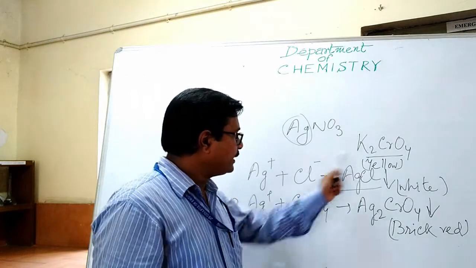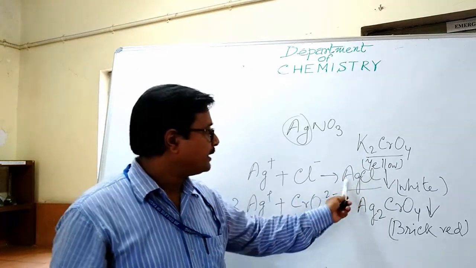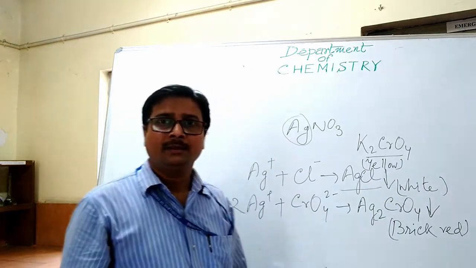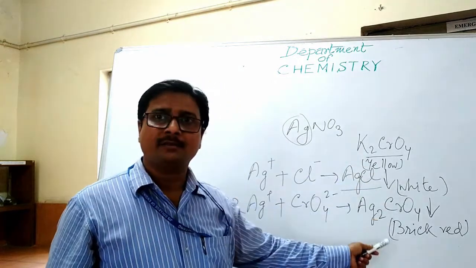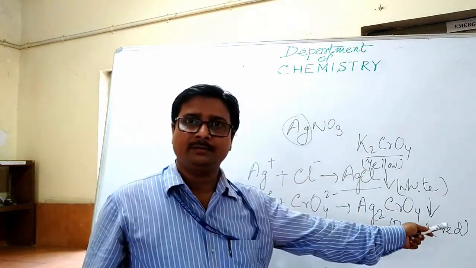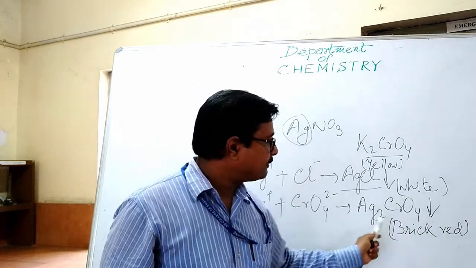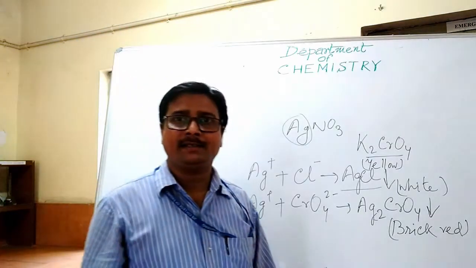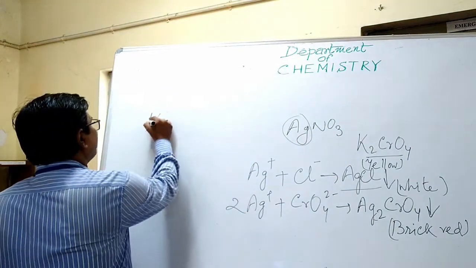Okay. Now one question is there. There are two precipitates, one is silver chloride, white in color, and another is silver chromate, brick red in color. The white precipitate of silver chloride precipitates out first, before the silver chromate. That's why at the end we get the silver chromate brick red precipitate. Why? What is the reason behind it? The reason is like this.